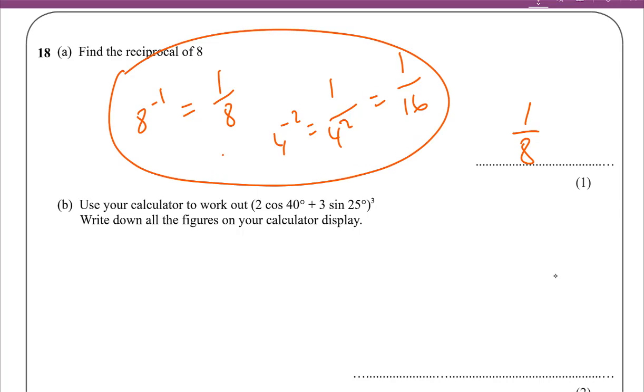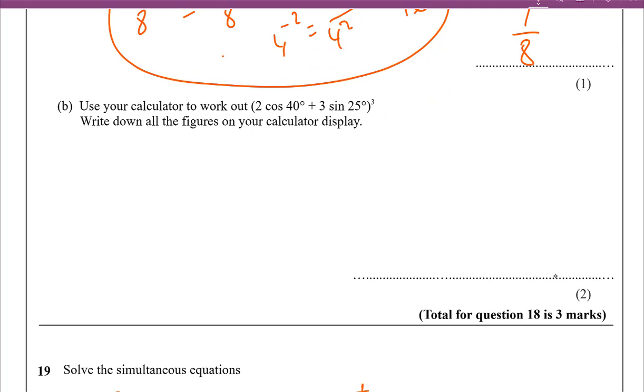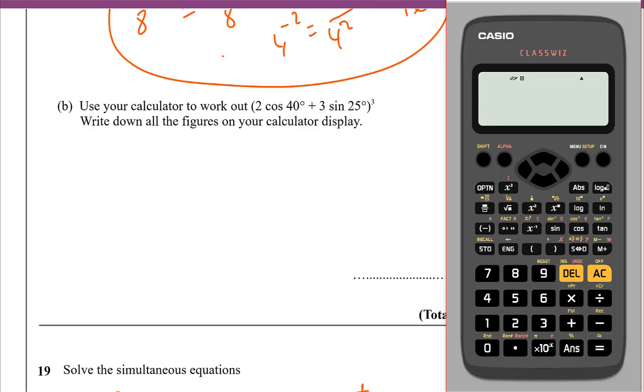Question B: use your calculator to work out (2 cos 40 plus 3 sin 25) to the power of 3. So use your calculator. Let's clear the calculator memory and write the brackets. We've got 2 cos 40 plus 3 sin 25, and close it. Now I'm a bit worried here because we have brackets in there as well, so we might need to clear it and close those brackets, because those might cause a problem. So let's clear it and type it again.